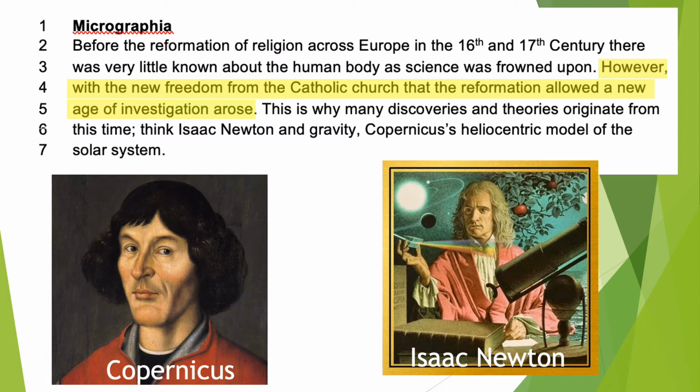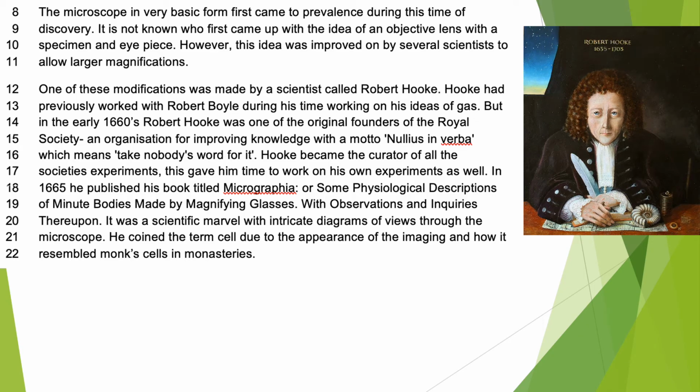All right. So moving along, the microscope in its very basic form came to prevalence during this time of discovery. During Isaac Newton's time, during Copernicus's time, we got to learn about microscopes. No one really knows who had the first idea. There was a lot of speculation about scientists from different countries that made it, but there is no actual evidence as to who actually made the first microscope. But we do know that a lot of scientists made their own modifications on the microscope to be able to study the things that they're famous for.